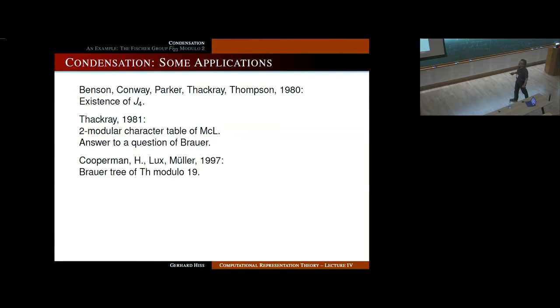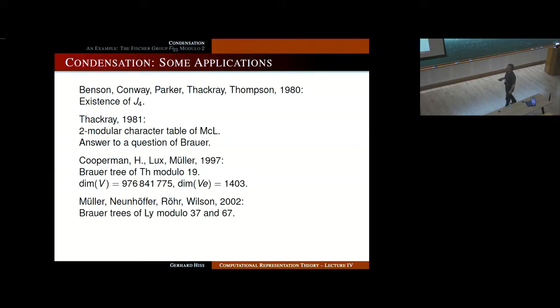And then later, when I entered this game, Lux, Müller and I computed the Brauer tree of the Thompson module of the Thompson group, modulo 19. So this was already a very large example. We had to condense a permutation module of this degree, so 1 billion essentially. The condensed module has only dimension 1403. This was manageable at that time. But we had the field with 19 elements. Okay? So the main work was to make these condensed matrices.